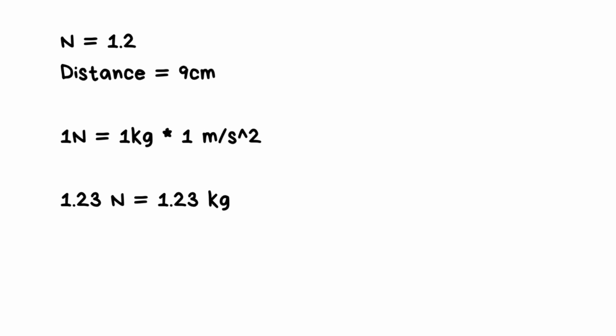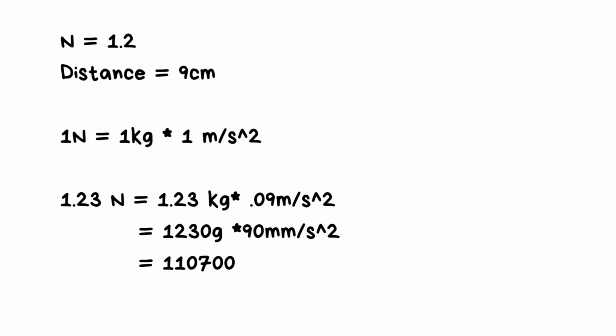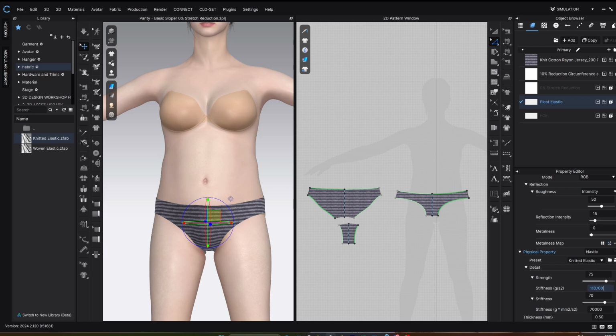So now it's just a matter of simply converting this equation into the units that make sense in Clo, and I'll just pop that up on the screen right now. So we basically need to go from kilograms to grams and meters to millimeters, which gives us a strength value of 110,700, which I can enter in the stiffness section here under strength, which gives us a value of 28.